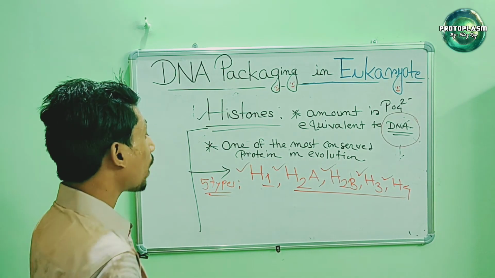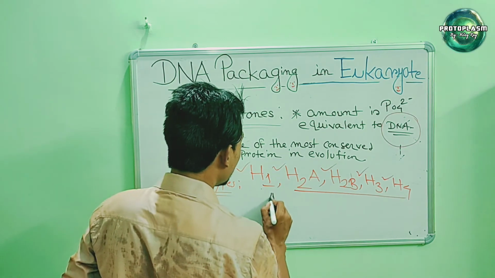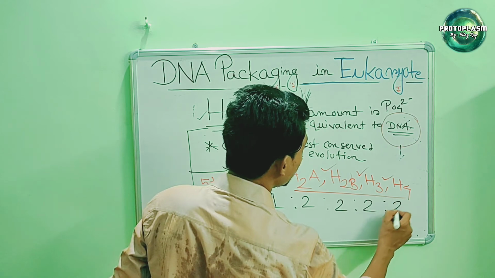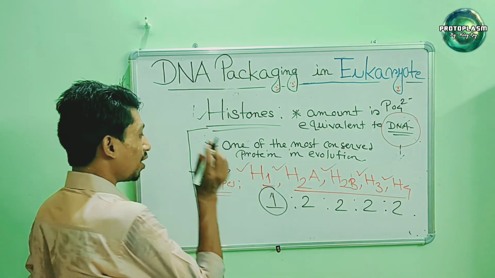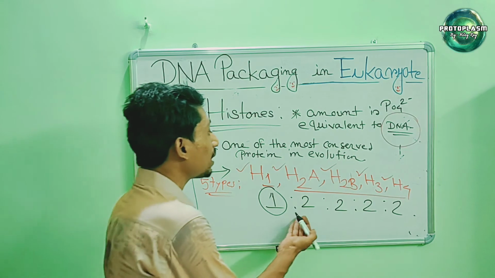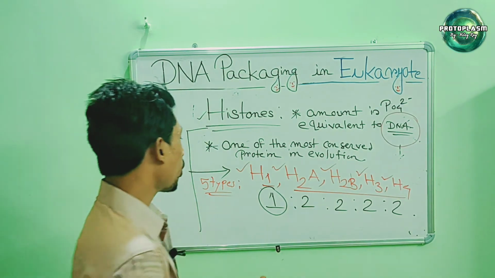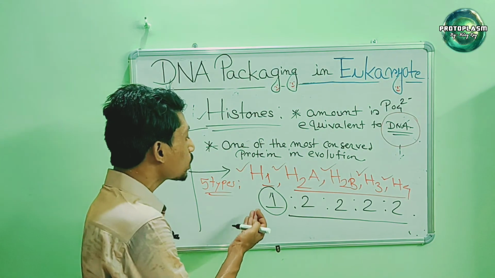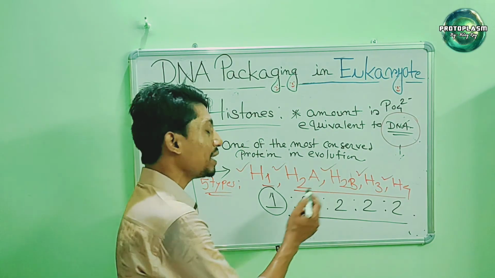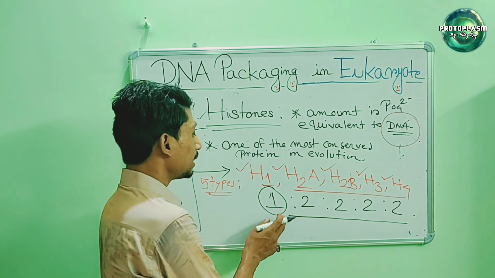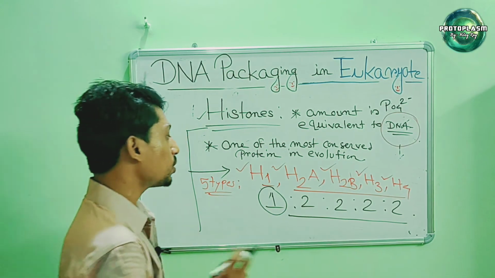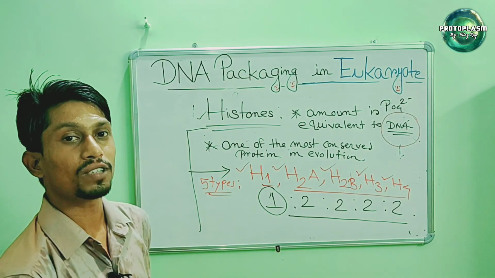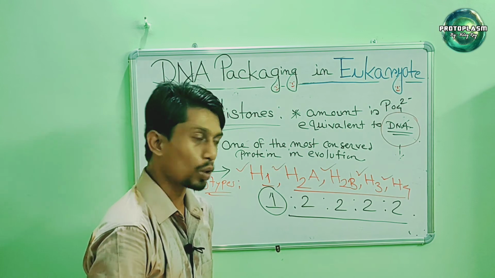Okay, and now what are the molar ratios of these proteins? The molar ratio is 1:2:2:2:2. Remember, the amount of H1 is almost half of the rest of the histone proteins. The molar ratio of H1 to H2A to H2B to H3 to H4 is 1:2:2:2:2. The amount of H1 is half of the amount of each of the other histone proteins.